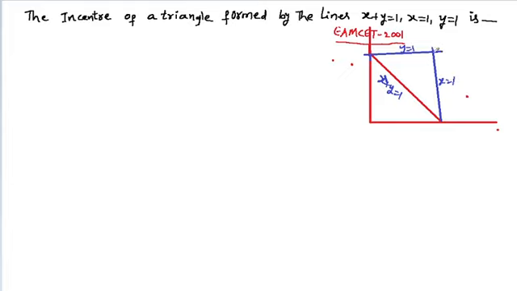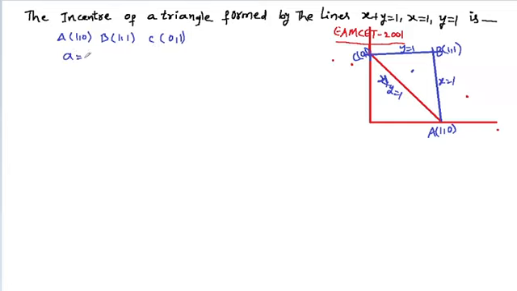The point of intersection of x is equal to 1 and y is equal to 1 is 1 comma 1, and the point of intersection of the other two lines is 1 comma 0. This point is taken as A, this is B, and the point C is 0 comma 1. So the vertices of the triangle formed by these three lines are A is 1 comma 0, B is 1 comma 1, C is 0 comma 1.